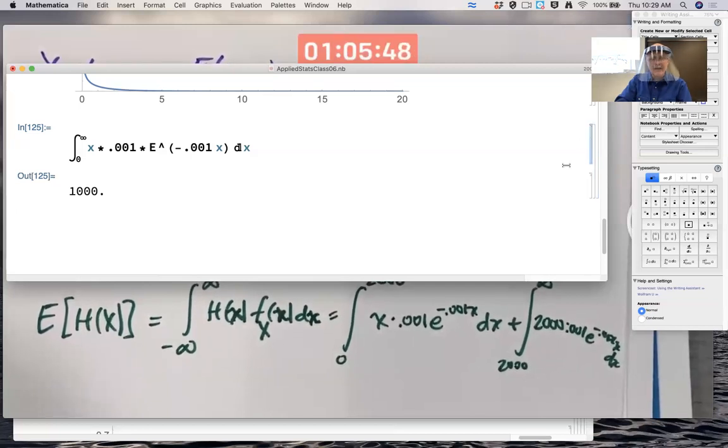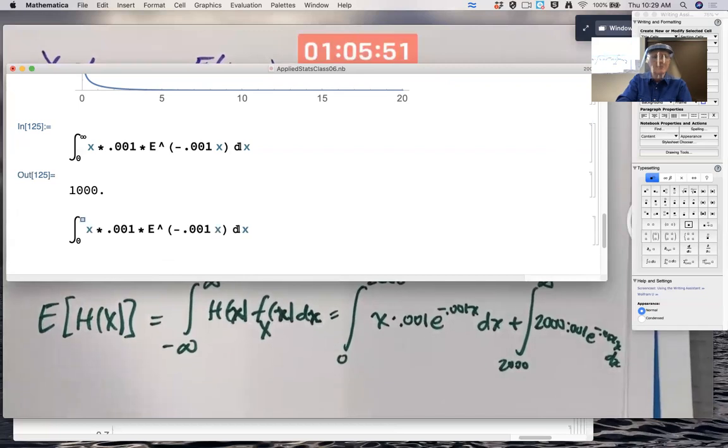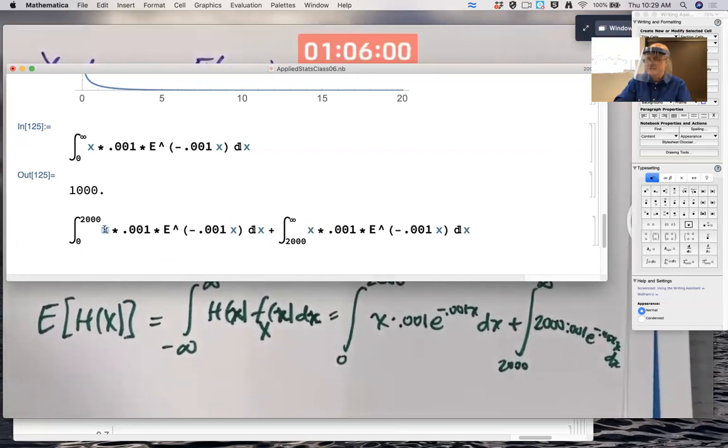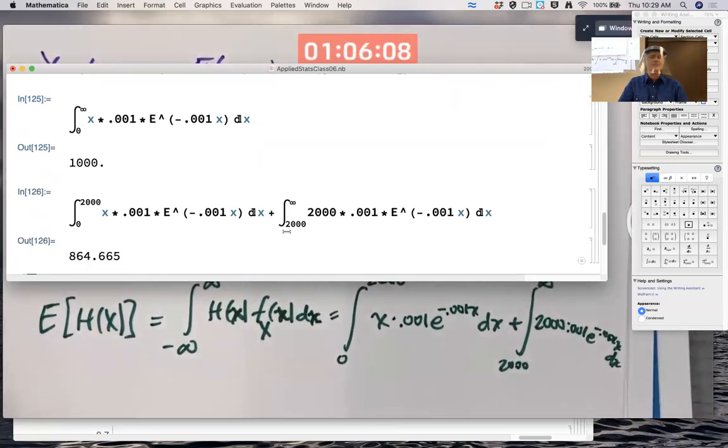But our mean for Y, this capped insurance, is the integral from 0 to 2000 plus the integral from 2000 to infinity, where this is an x and this is a 2000. It's got to be less than the mean of X, which is 1000. The mean of Y is less than 1000, because X could have very high outliers. Y is not going to have very high outliers. It never gets bigger than 2000. So it should be intuitive that its mean is smaller.